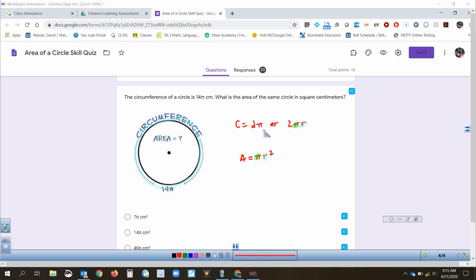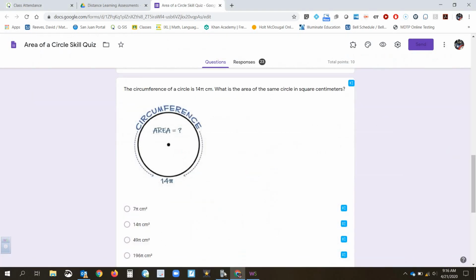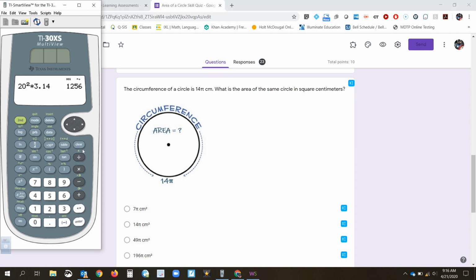So they told us that the circumference in this case was 14 pi. The area, on the other hand, is the space on the inside measured in squares, and that's pi times radius squared, and that's what they're asking us to find. So what do we have to know for both of these? Pi we know. Pi is a constant. Again, pi is an irrational number, 3.14159, and it keeps going after that.